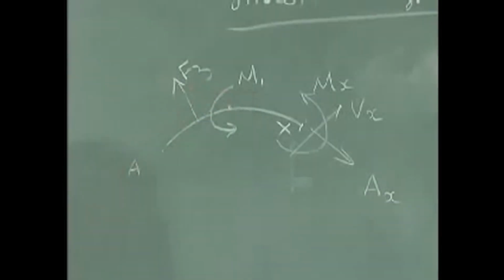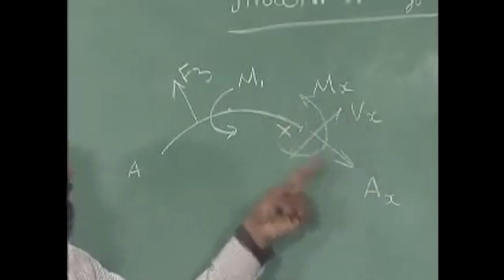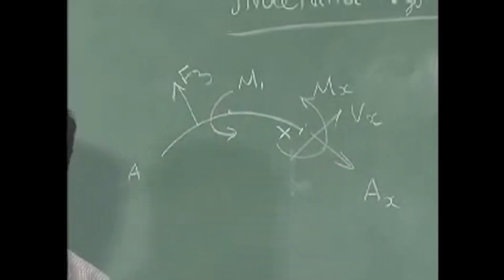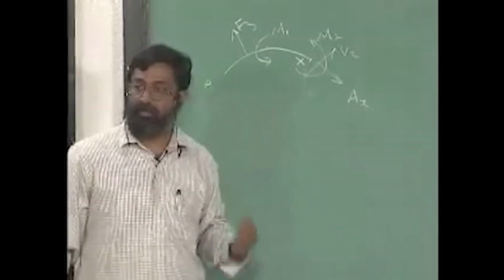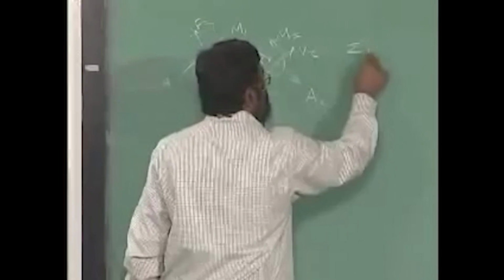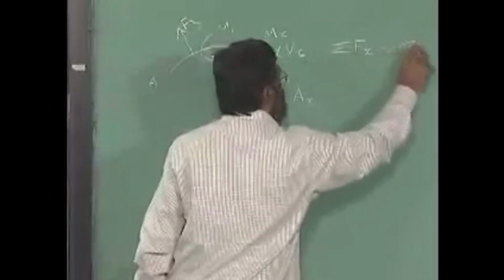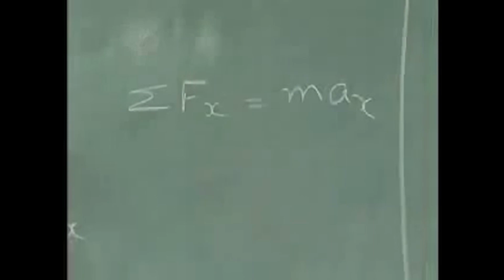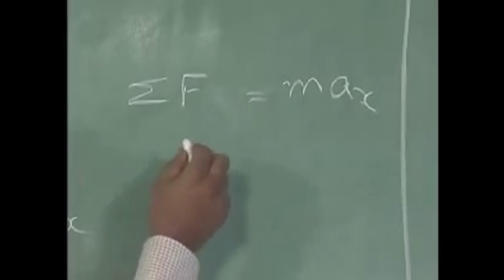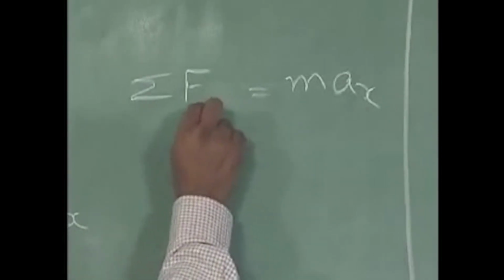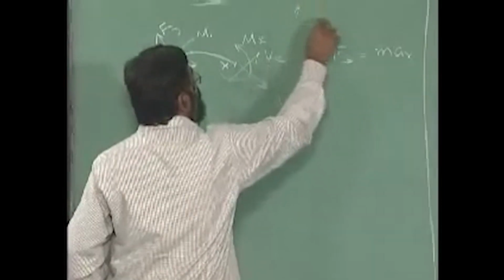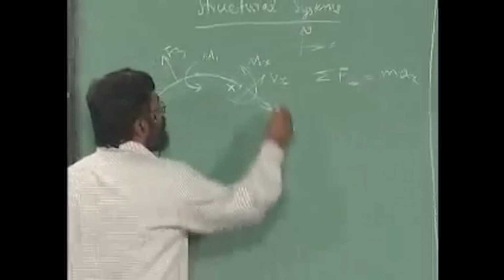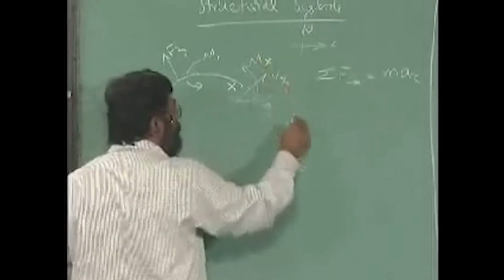Given that F3 and M1 are known, I have three unknowns Ax, Vx and Mx to be found out. Since this is a planar rigid body, there are three equations that we can form, which are sigma Fx is equal to m Ax and so on. Let me not use Fx here, sigma along x direction. So, I am just going to denote a direction over here. This is x direction, this is y direction. Let us use a capital X here just to avoid confusion.